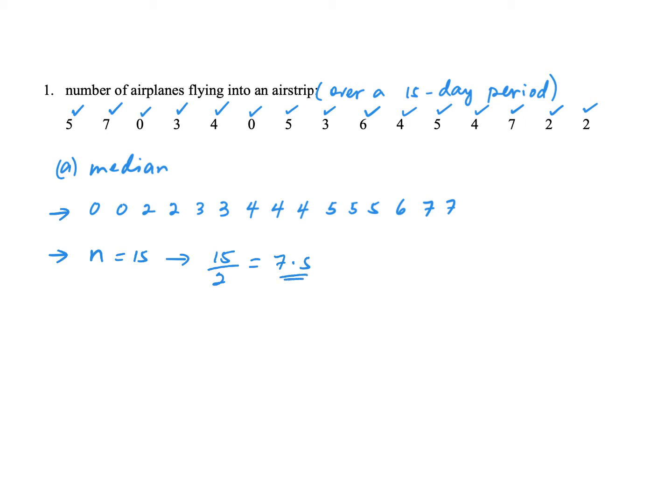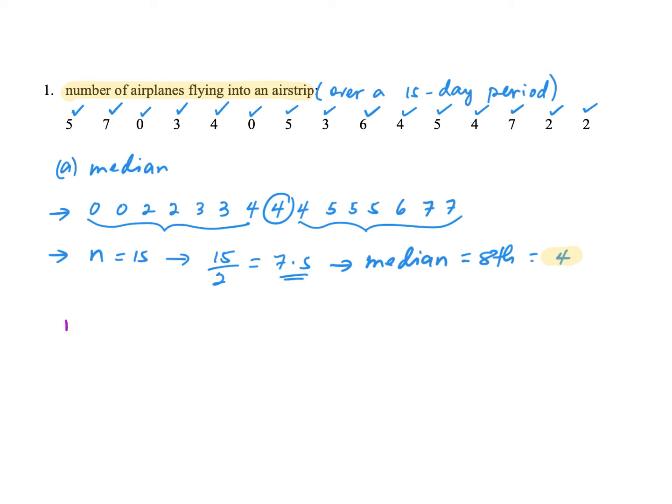The answer 7.5 here means that the middle value is after 7. In other words, in this case, the median is the 8th value. And if we look at our list here, we have 2, 4, 6, 8. It is this one. So the median is 4. So with 4 in the middle, we have 7 values here and 7 values here. So using the median as a measure of average in this case, the average number of airplanes flying into the airstrip is 4.